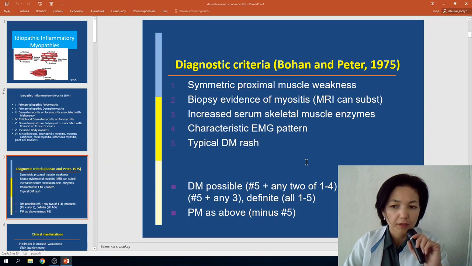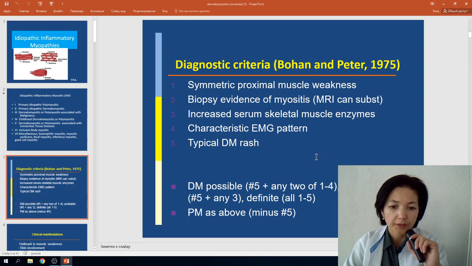Diagnostic criteria. There are five most important diagnostic criteria. Their importance has been kept since 1975 and they are still relevant nowadays. First diagnostic criterion is symmetrical proximal muscle weakness. Second one is biopsy evidence of myositis. It's a very important investigation; biopsy is the gold standard. Third one is increased serum skeletal muscle enzymes, because when organs are destroyed, they release enzymes into the blood, and the level of enzymes increases in the blood. Here in myositis or dermatomyositis, there is also an increase of skeletal muscle enzymes, which we'll discuss further.